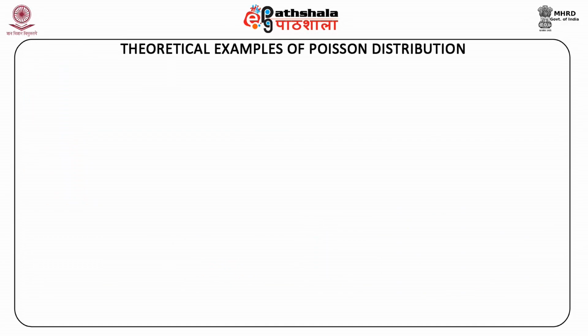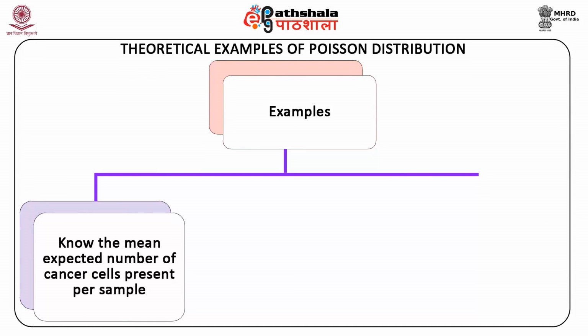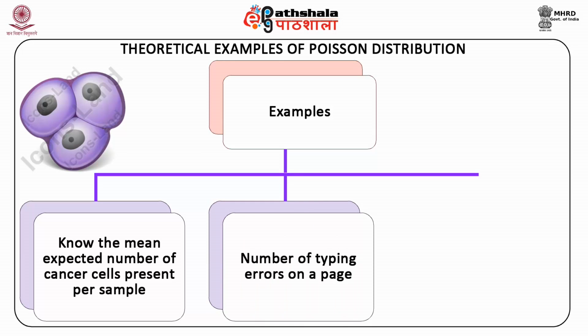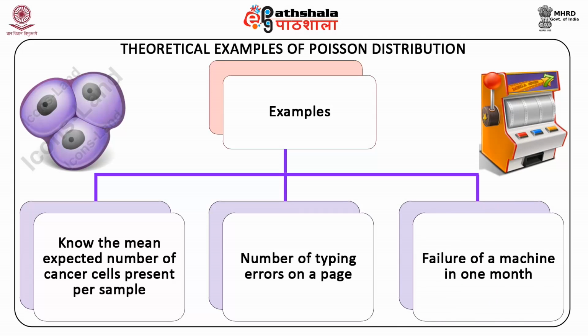Moving on to theoretical examples of Poisson distribution. An example of such a situation would be if you know the mean expected number of cancer cells present per sample and wanted to determine the probability of finding 1.5 times that amount of cells in any given example, you would use a Poisson distribution. Number of typing errors on a page. Failure of a machine in 1 month.